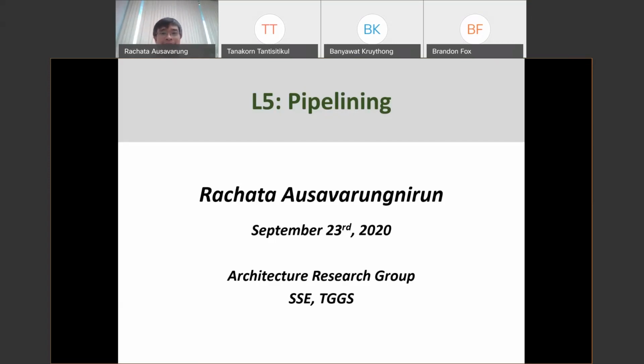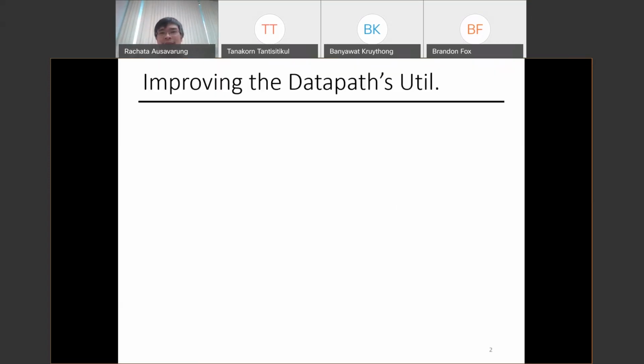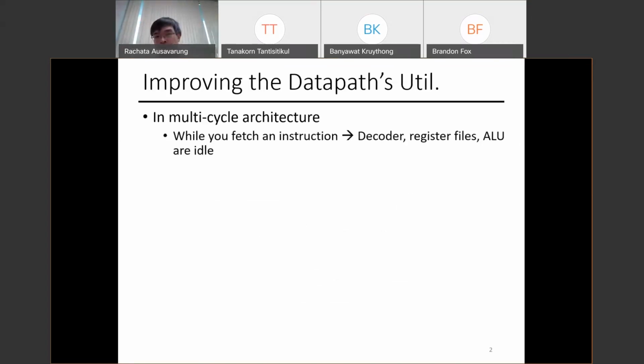I'll tell you why and how. The motivation behind this is how the data path is used in the multi-cycle architecture. You try to fetch the instruction. During the fetch, what is involved? You send the address to the memory. The rest are empty, not doing anything. You're trying to get something from memory.